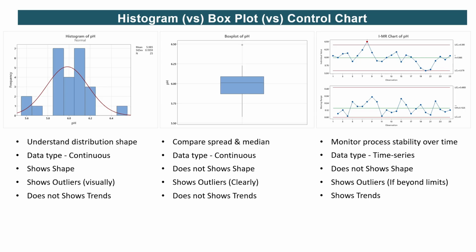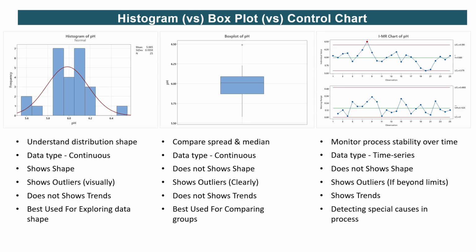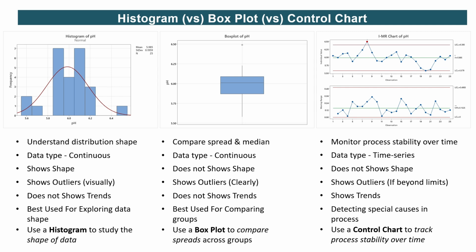Do histogram and box plot show you the trend of your data? The answer is no. They don't show you the trend of the data. Does a control chart show you the trend of the data? Yes, they definitely show you the trend of the data, because it is a time series data collected in a chronological order and also displayed in a chronological order. So the best use of a histogram is to explore the shape of the data. The best use of a box plot is to compare the variability of multiple groups of data, and the best use of control chart is detecting special causes in a process and understanding the stability of the process.